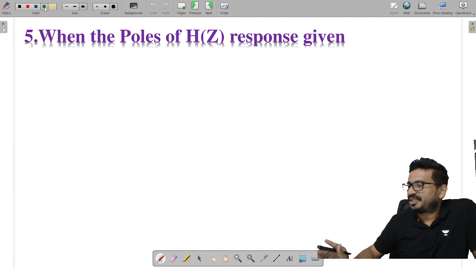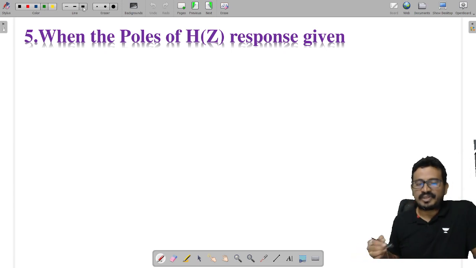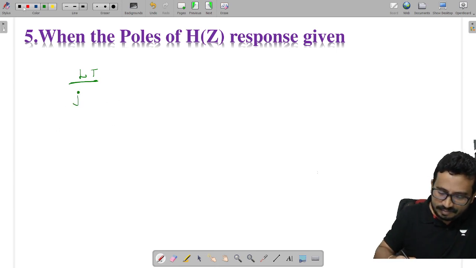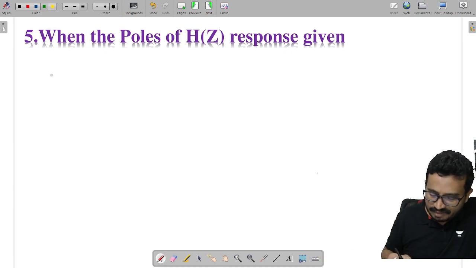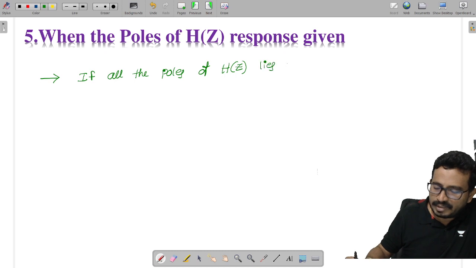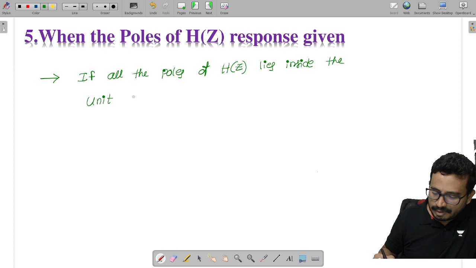So the Laplace transform is for the continuous case. For the discrete case we'll go for the Z transform, H of Z. You see here, when the poles of H of Z are given, in case of the Laplace transform we need the j omega axis. In case of the Z transform, a unit circle is required. Means here what is the condition? If all the poles of H of Z lie inside the unit circle, then the system is stable.